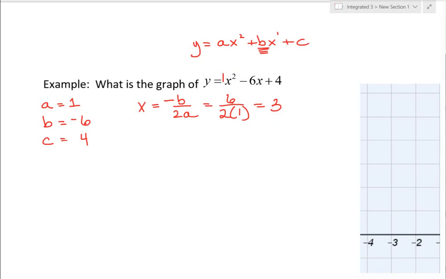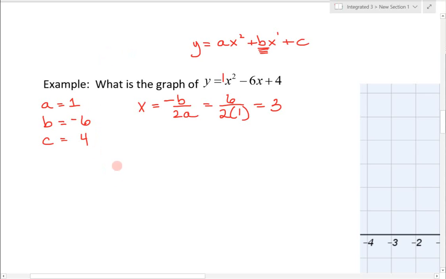That is also, if I say x equals 3, that is the equation of the line that is the axis of symmetry. And it's a vertical line in this case. Okay, so we're good there, right?